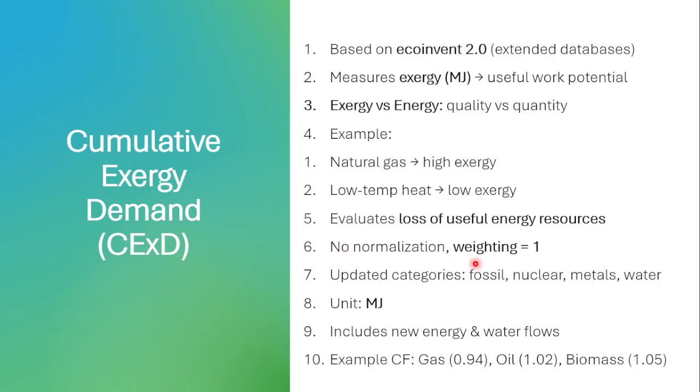In this case, you have no normalization, and weighting is equal to unit, and updated categories, for example, for the fossil, nuclear, metals, water, unit megajoule, and it includes new energy and water fuels. And also the characterization factor for gas is 0.95, for oil 1.02, and for biomass 1.05. I think the explanation of this slide is enough.